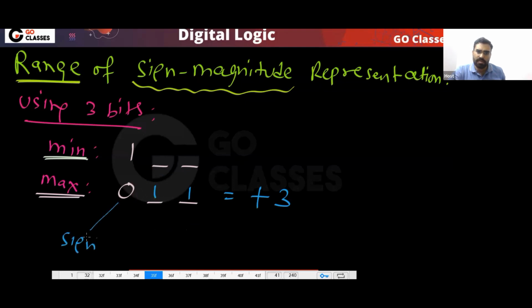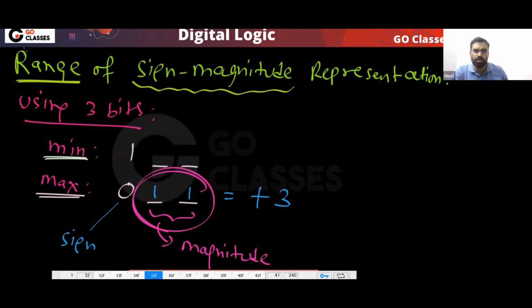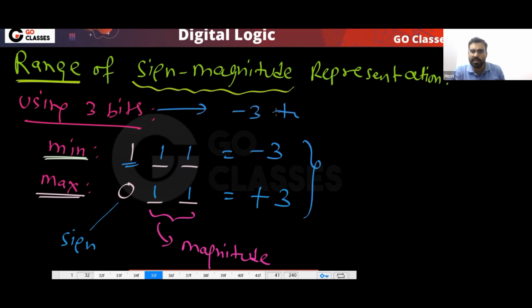This is the sign, and this is the magnitude. So the maximum magnitude you can create is 3, and this is the sign. So the maximum number you can represent is plus 3, and for the minimum number, the sign means minus. To represent the minimum number, should I do this? No, this will give me minus 0, but actually this will give me minus 3. So using 3 bits, the range is minus 3 to plus 3.